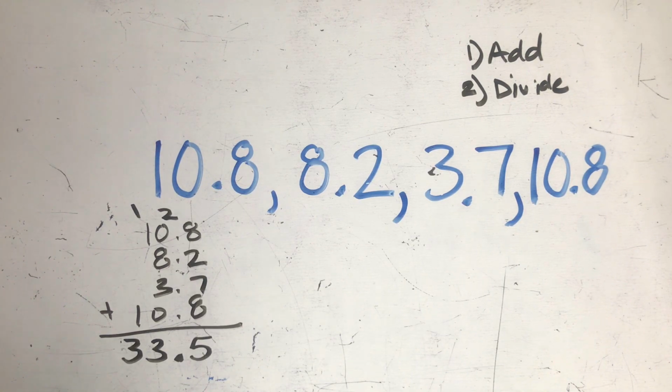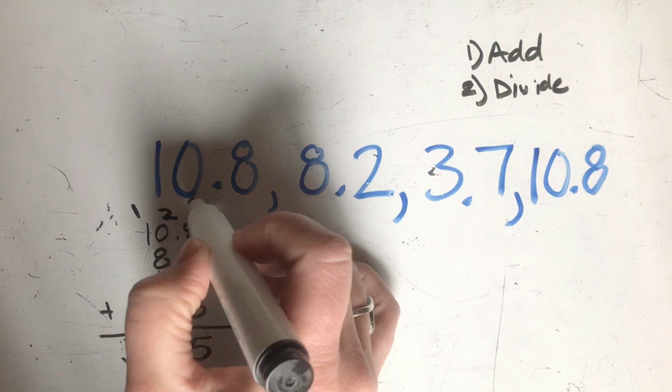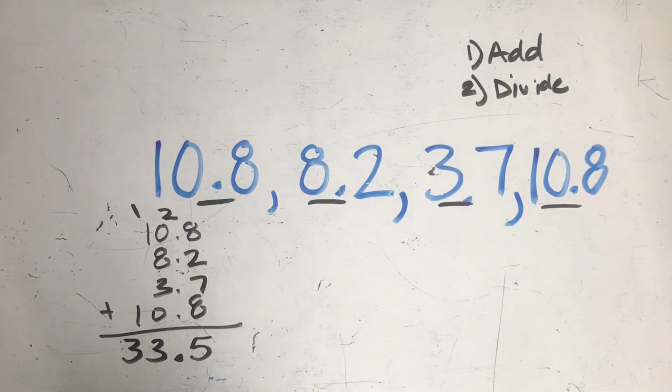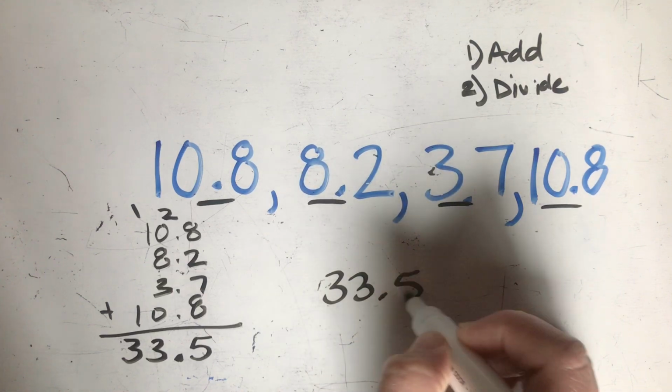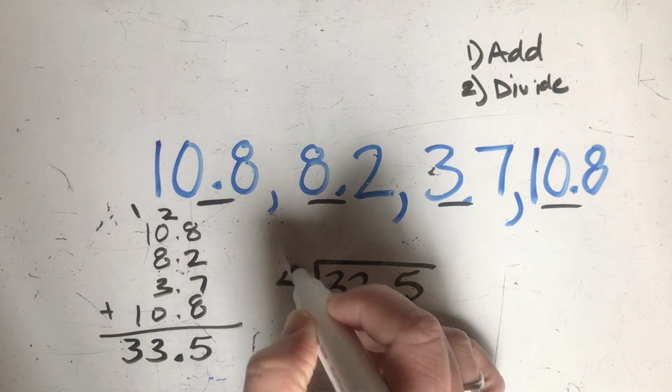All right, so we have the sum of 33.5. That's our first step. The second step then is to divide. I have 1, 2, 3, 4 numbers in the data set, so I'm going to take 33.5 and divide by 4.